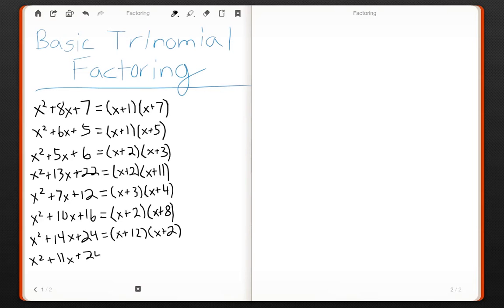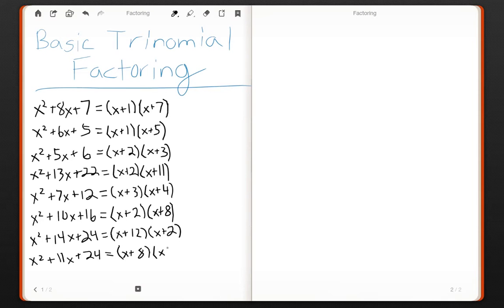Now, if you look at this one here, we have the same number, 24 here. But because this number is lower, we want lower numbers in the binomials. So what two numbers multiply to 24 and add to 11? That's going to be 8 and 3.